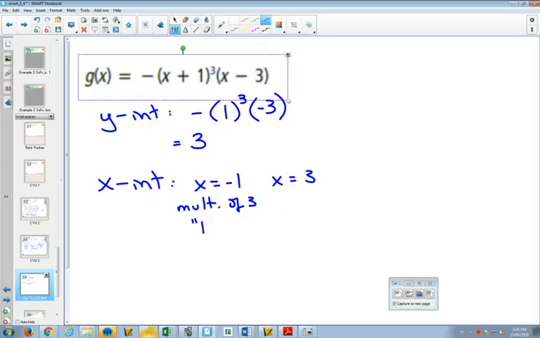What does that mean it's going to do? It's going to go through and bend. This one has a multiplicity of 1. That means it's just going to go through, no bend.